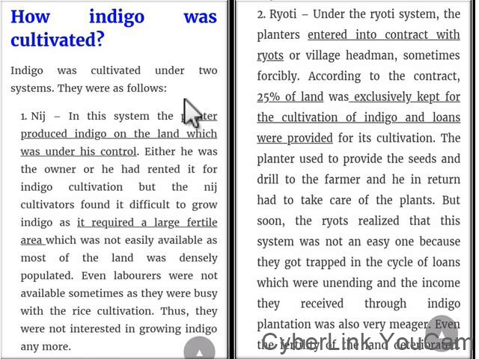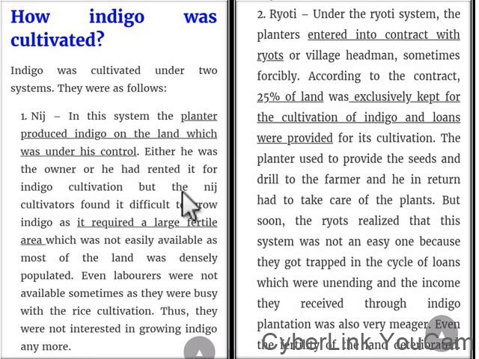First is the Nij system and second is the Ryoti system. Nij system: in this system, the planters produced indigo on the land which was under their control. Either he was the owner or he had rented it for indigo cultivation.